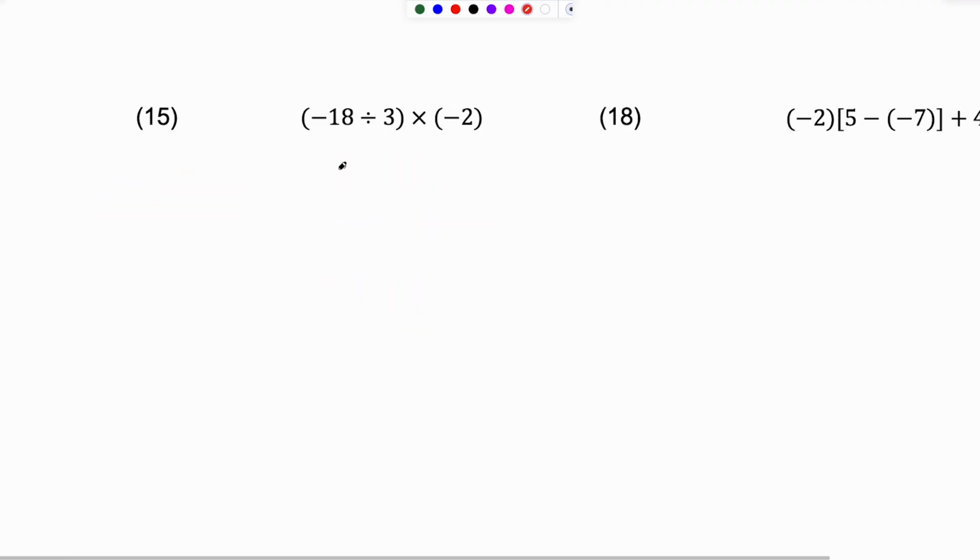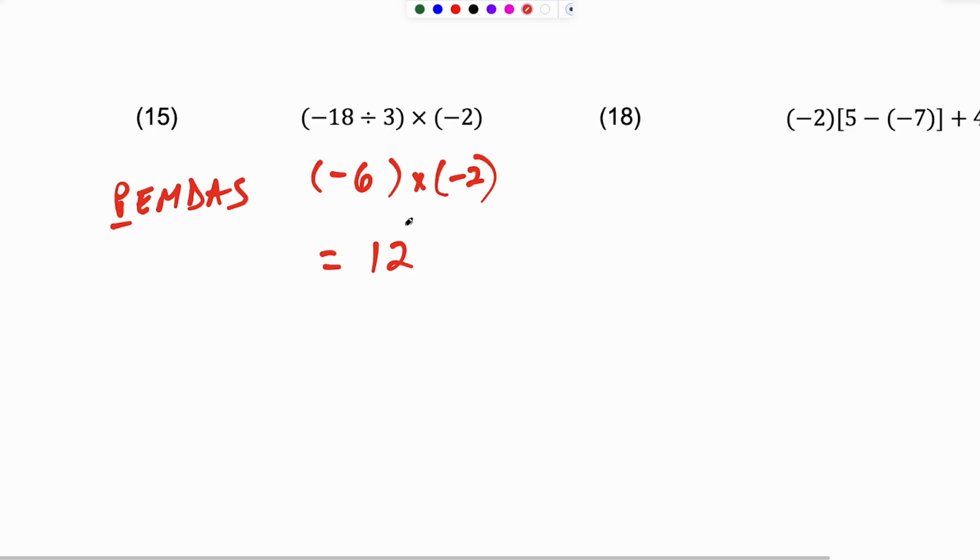Question 15, we have in parentheses -18 divided by 3, and then times -2. So order of operations, we're going to do parentheses first. So in this parentheses, we have -18 divided by 3, is -6 because we have a negative divided by a positive is negative. And then we have times -2 at the end. And when we multiply two negatives together, we get a positive, and 6 times 2 is 12. So this works out to positive 12.